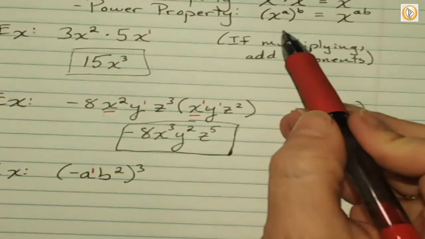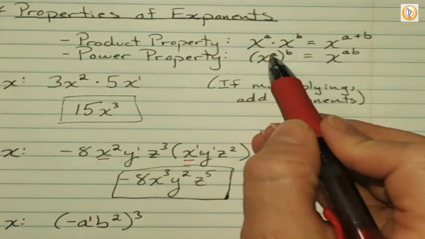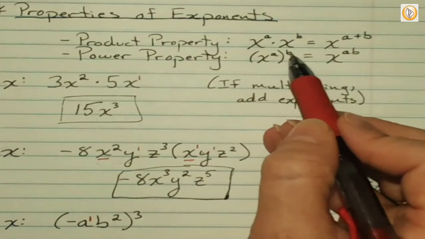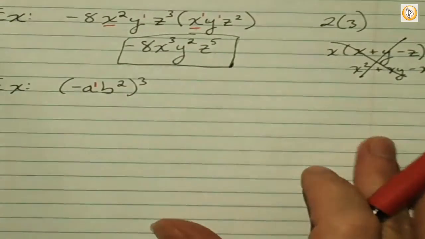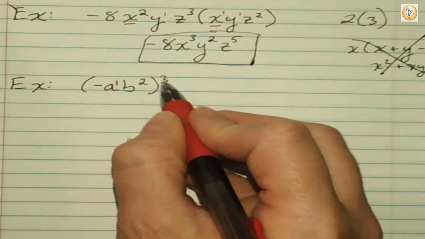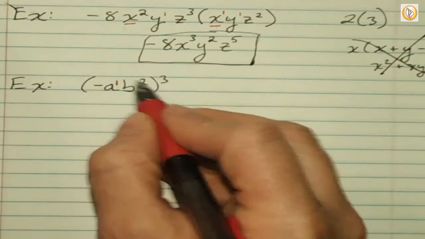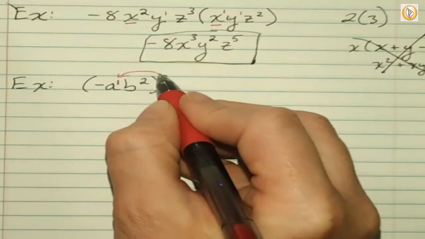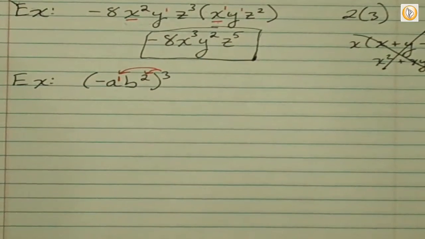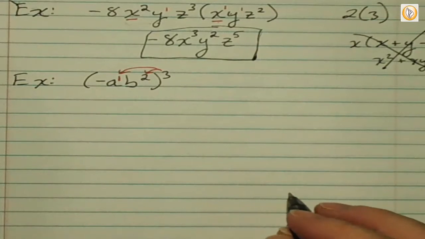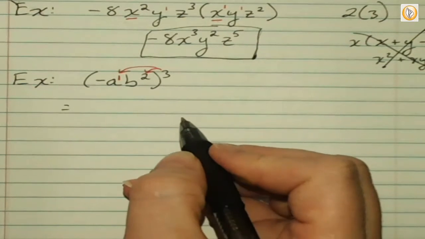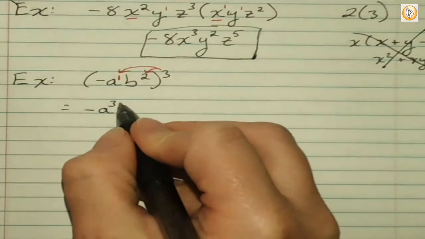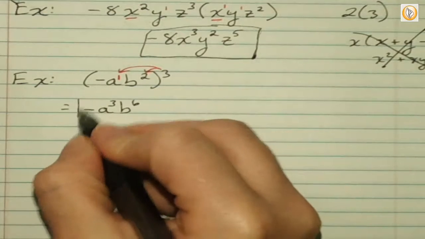Now in this case, if you look back here to the power property, when there's an exponent on the inside and one on the outside, what do we do with them? Multiply. So in this case, there's a 3 on the outside of the parentheses for your exponent, and then on the inside. So what are we doing? We're multiplying it with everything on the inside of the parentheses. So your answer is negative a to the 3rd power times b to the 6th power.